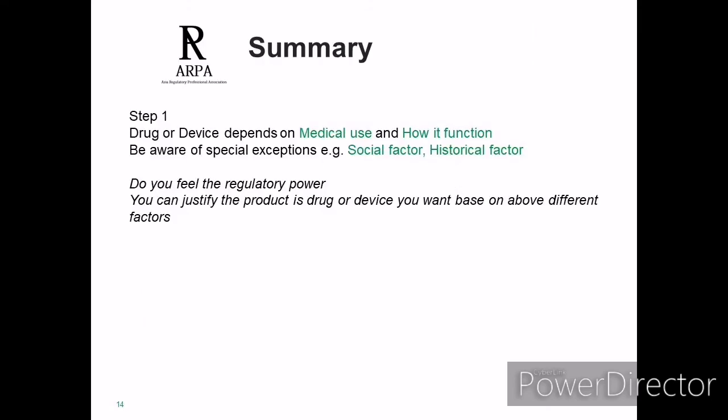Here's a summary of our step 1, which is most important from my angle. You need to know whether it is a drug or a device, and it depends on whether it has medical use and how it functions. And be aware there are some special exceptions like social factors and historical factors. So I hope you can feel you have the regulatory power. You can justify whether the product is a drug or device, as you want, based on the above factors. Remember the alcohol wipes example.